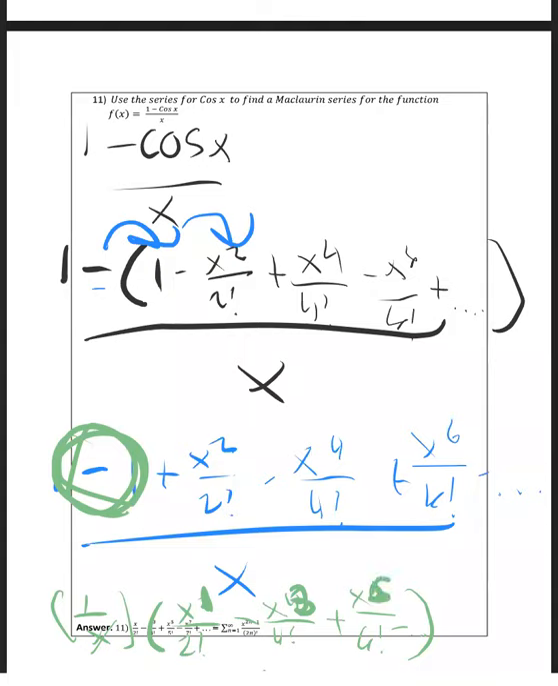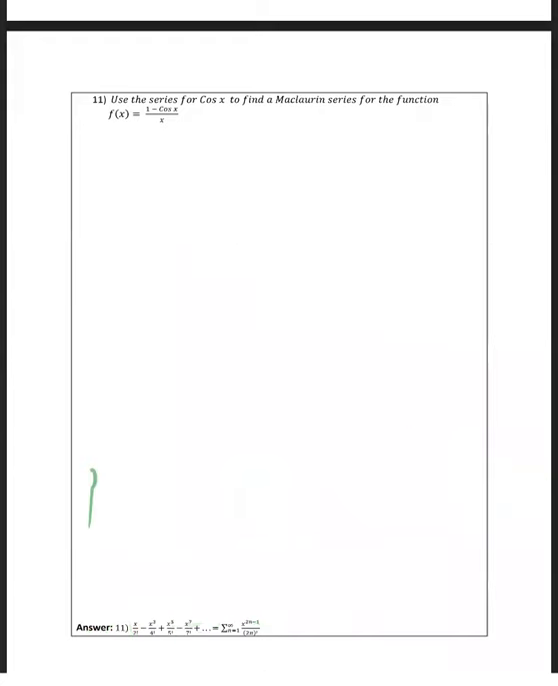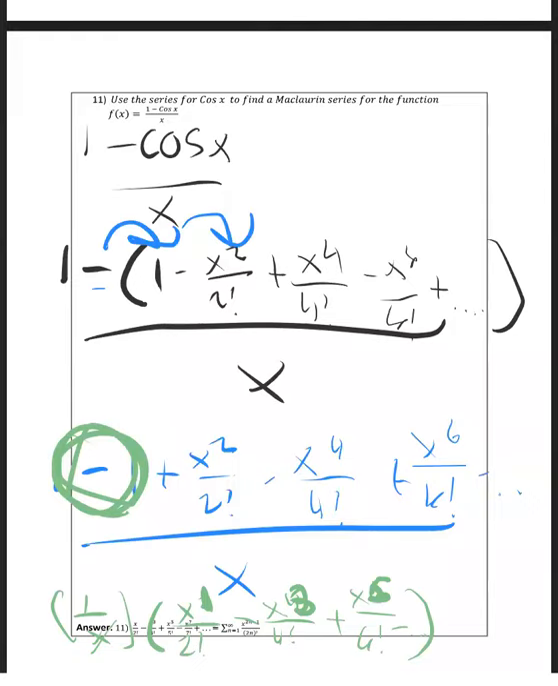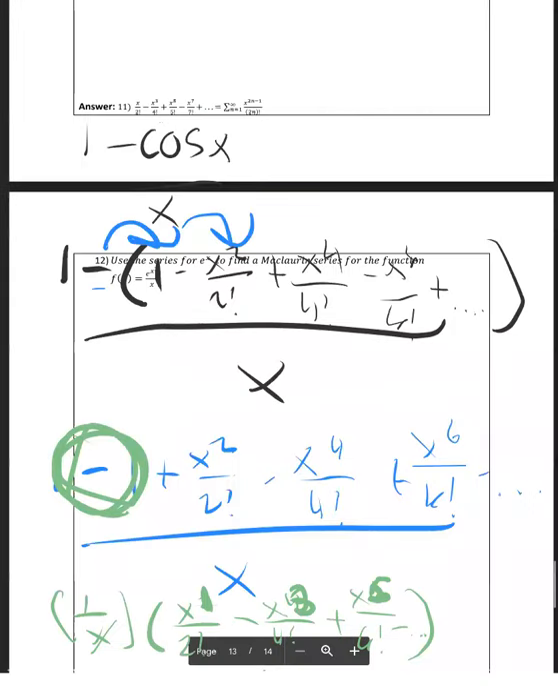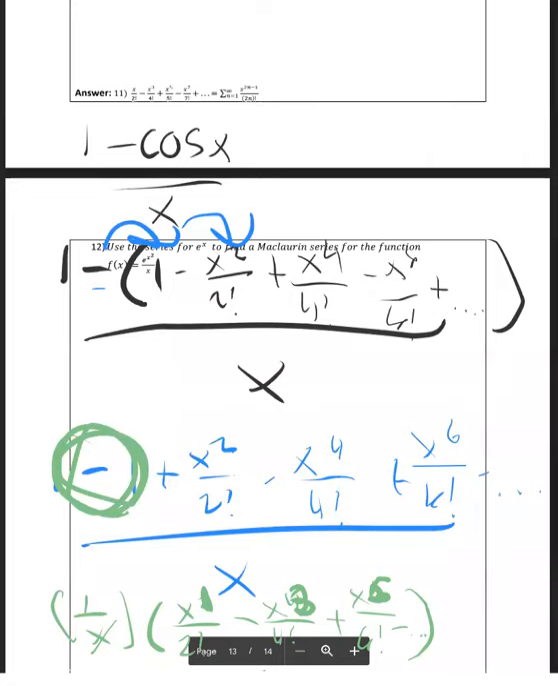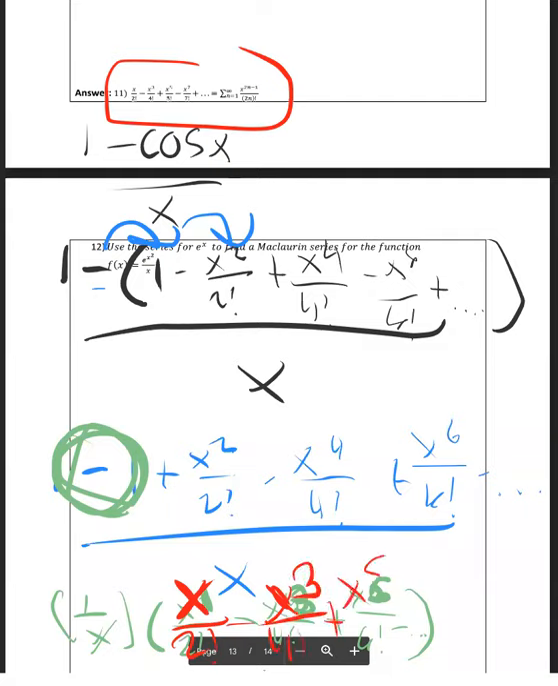So actually, if we look at the answer, it's this over here. Notice how it's the same as this. This is x over 2 factorial minus x cubed over 4 factorial plus x to the 5th over 6 factorial. And notice how that's exactly that. So does that make sense, Julia? Yeah. Thank you. All right.